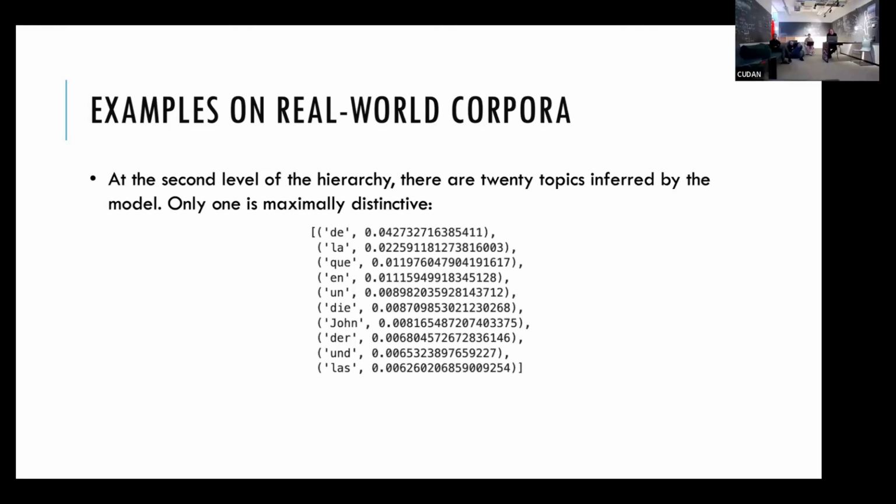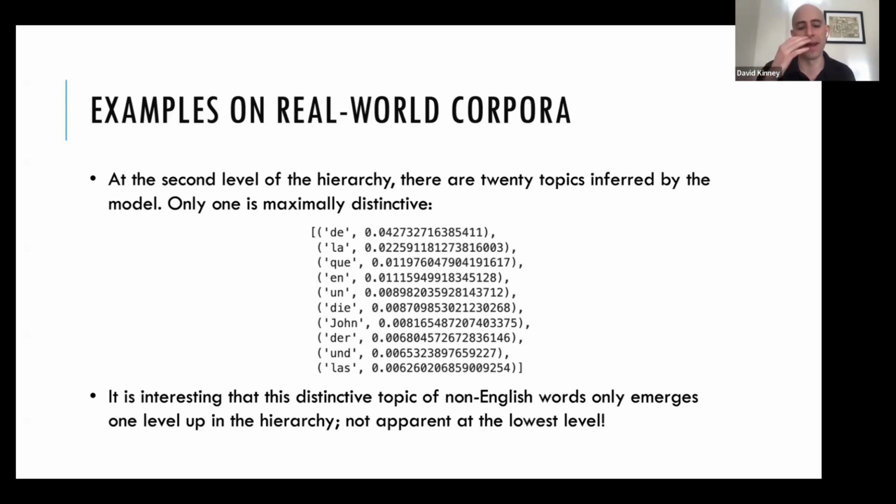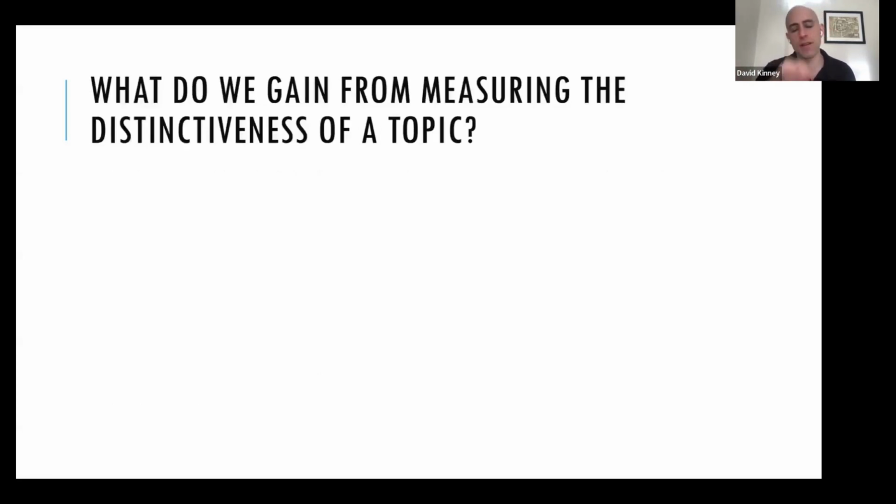Yeah. Right. So I think this is nice construct validity, that this measure of distinctiveness would pick out this kind of topic, because intuitively it is a very distinctive topic. And some good discussion here on why this would only emerge one level up in the hierarchy. And this brings me close to the end of the presentation.